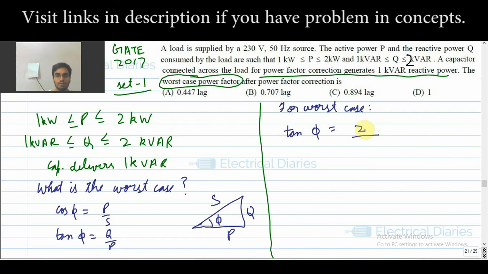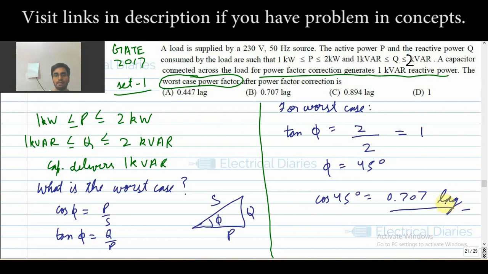Okay, so your tan phi will be equal to 2 divided by P. P will be equal, you have to take the largest, that is 2. So it will come out to be 1. So your phi will come out to be 45 degrees. So your power factor will be cos 45, that is 0.707, and that too lag.